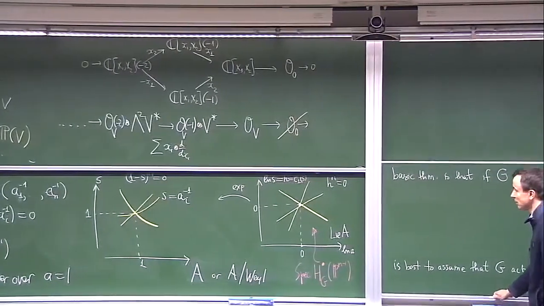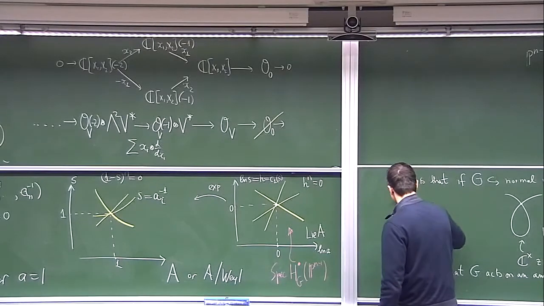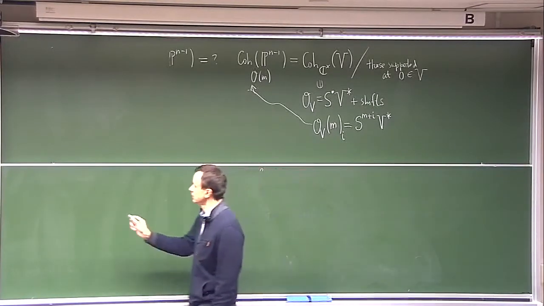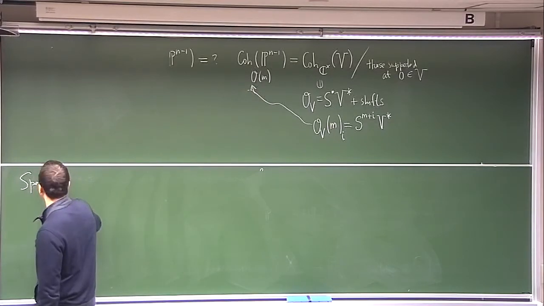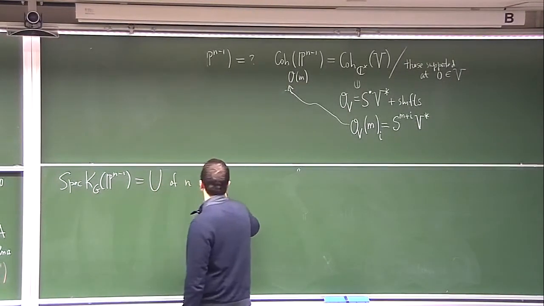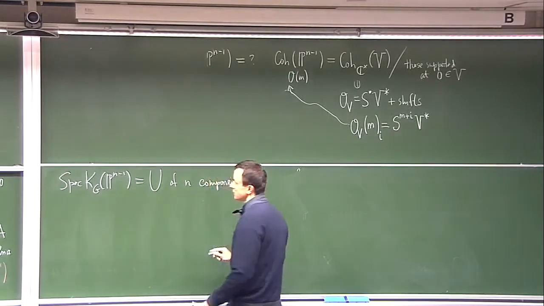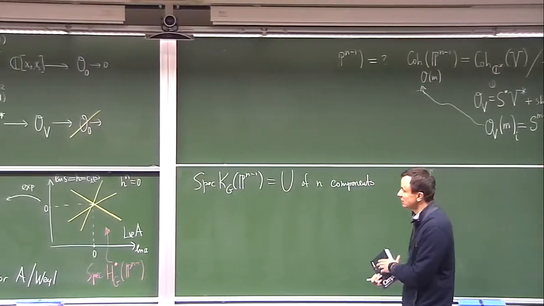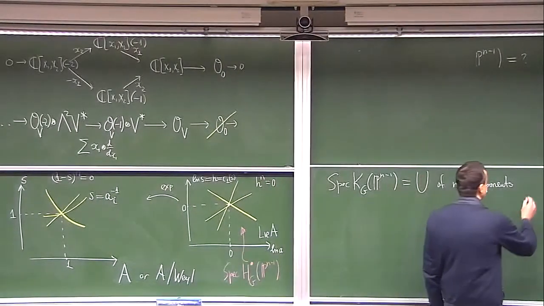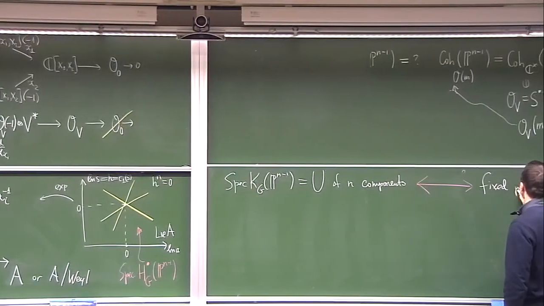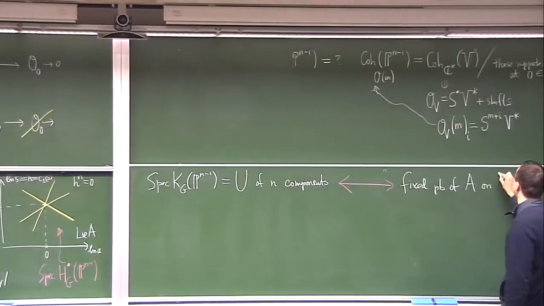Anyway, this is visibly a union of spec of K of P^(n-1), the union of n components. And what do these components correspond to? These components have a beautiful geometric explanation. The components are in bijection with the fixed points of A on P^(n-1).